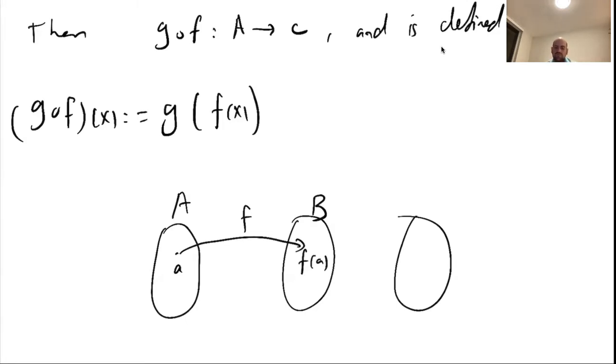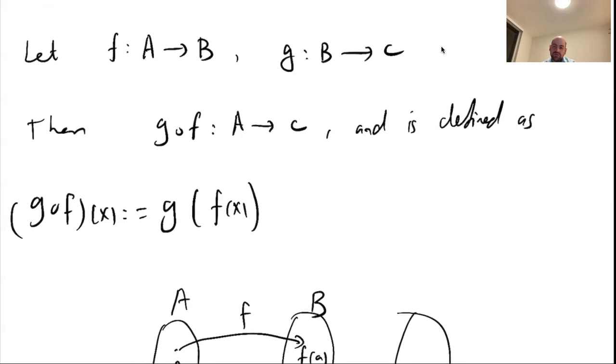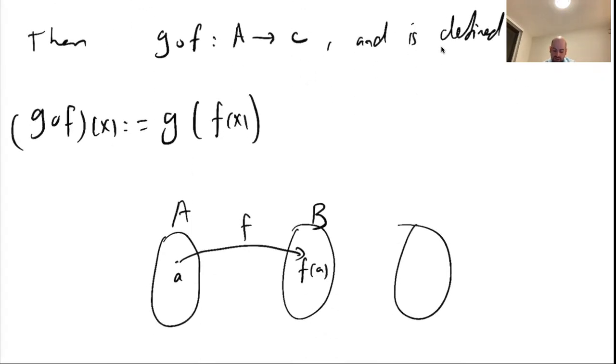So the outputs of f are in the set B. But also the inputs of g are chosen from the set B. So this f of a, which was originally the output of f, now is going to act as an input of g. And then we can apply g to it. And then we get g of f of a as the final output, which is some element in C.